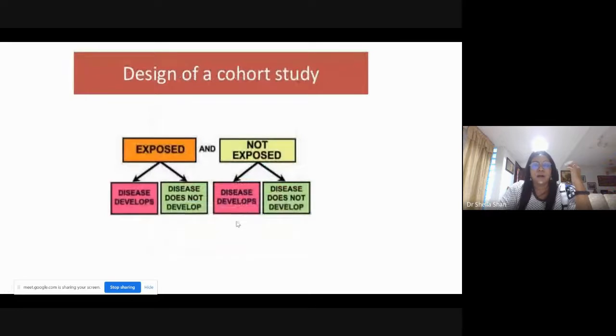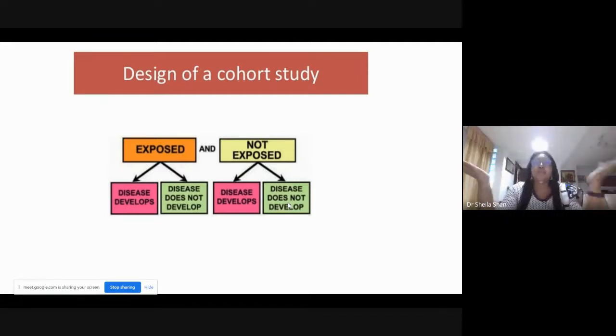All right. So how do you differentiate a cohort study? You have one group that is exposed and one group that is not exposed. What are they exposed to? Disease. When they're exposed, one person will get the disease, one person does not develop the disease. And then the other group, not exposed at all: some have the disease, and of course some do not have the disease. So you have two groups here, one exposed, one not exposed.